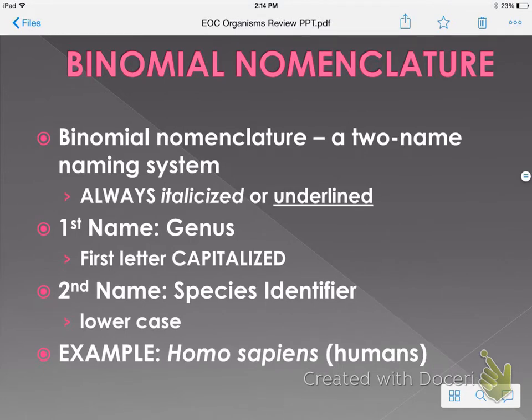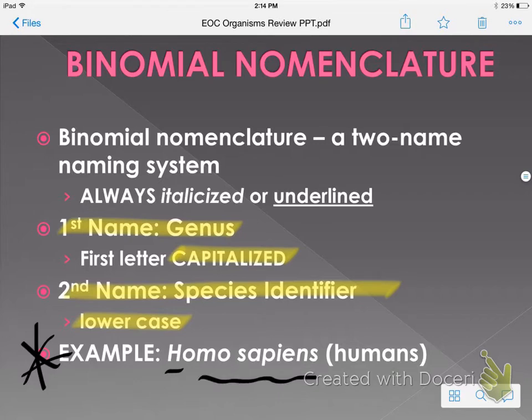So binomial nomenclature, how do we name things? It's a two-name naming system. It's always either italicized or underlined. The underlined is more if you're writing it by hand. You can't write in italics. So the first name is the genus, and the first letter is capitalized. The second name is the species identifier, and it's all lowercase. So our example here, humans are Homo sapiens, so that first letter is capitalized.